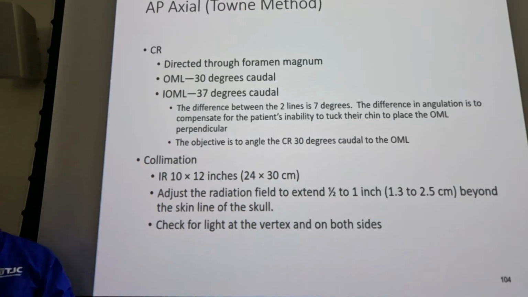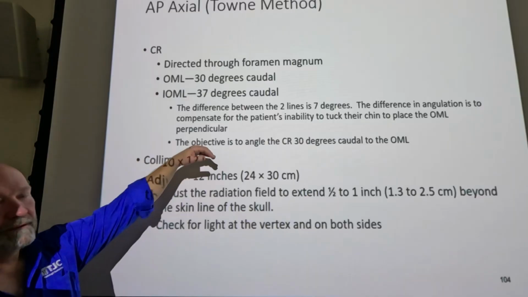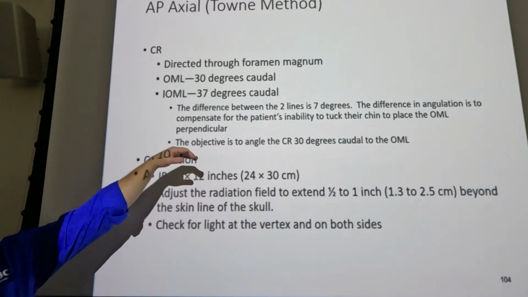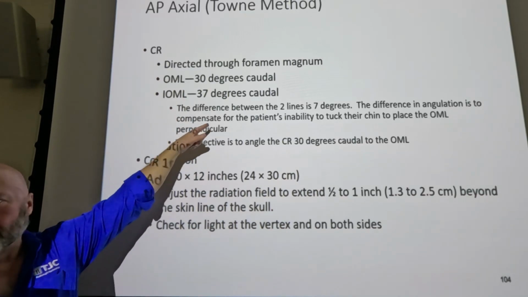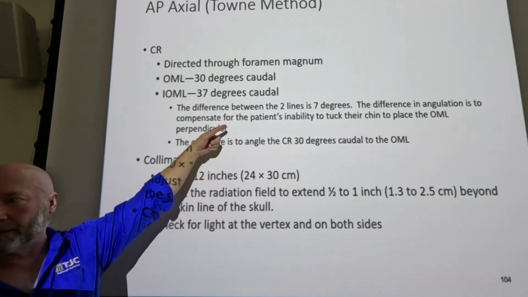Okay, occipital bone: 30-degree caudal angulation to see the occipital bone. That's if the patient can tuck their chin enough to get the OML perpendicular to the image receptor. I said earlier that a lot of people can't do that, right? The difference in angulation between the OML and the IOML is roughly 7 degrees.